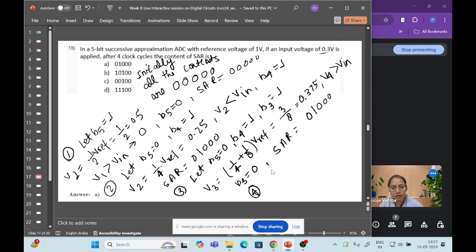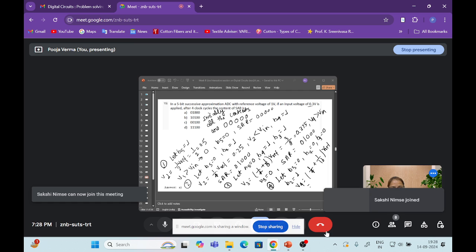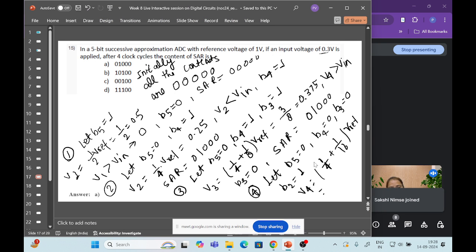So, okay, what will be the content of the next clock pulse after the fourth one? Now let V5 already we know that is 0, V4 is equal to 0, V3 is also equal to 0. Now check whether V2 is equal to 1 or 0. So let's check for V4, that is 1/4 plus 1/16 into V reference, we will get... V reference is already 1, then we will get 5/16.